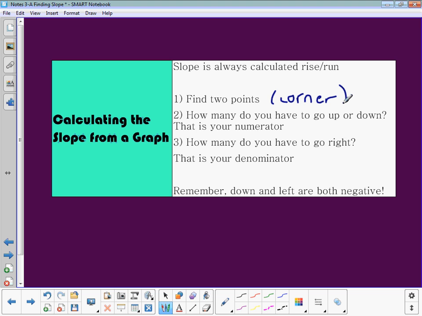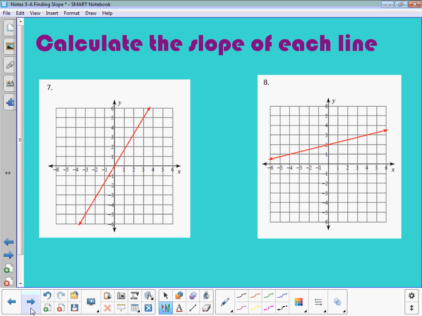Okay, and remember, this is the biggest, most important part about this whole thing: if you go down or if you go left, both of those are considered negative. So if you're calculating your numerator and you go down, you need to put a negative number. If you're calculating your denominator and you go left, you need to count it as negative. Likewise, you also need to remember that 2 negatives are equal to a positive. Okay?